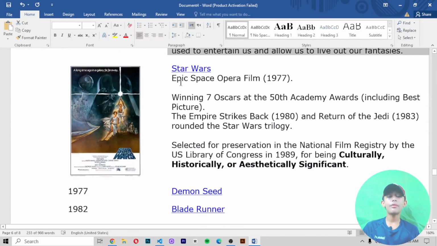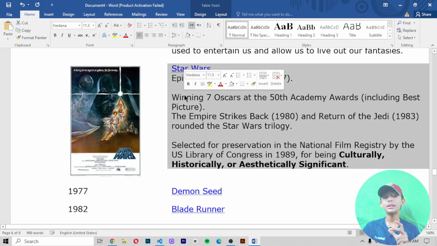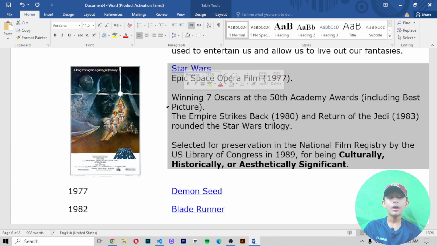Now, Star Wars, an epic space opera film from 1977. It won seven Oscars at the 50th Academy Awards, including Best Picture. The Empire Strikes Back in 1980 and Return of the Jedi in 1983 rounded out the Star Wars trilogy. It was selected for preservation in the National Film Registry by the US Library of Congress in 1989 for its cultural, historical, and aesthetic significance.